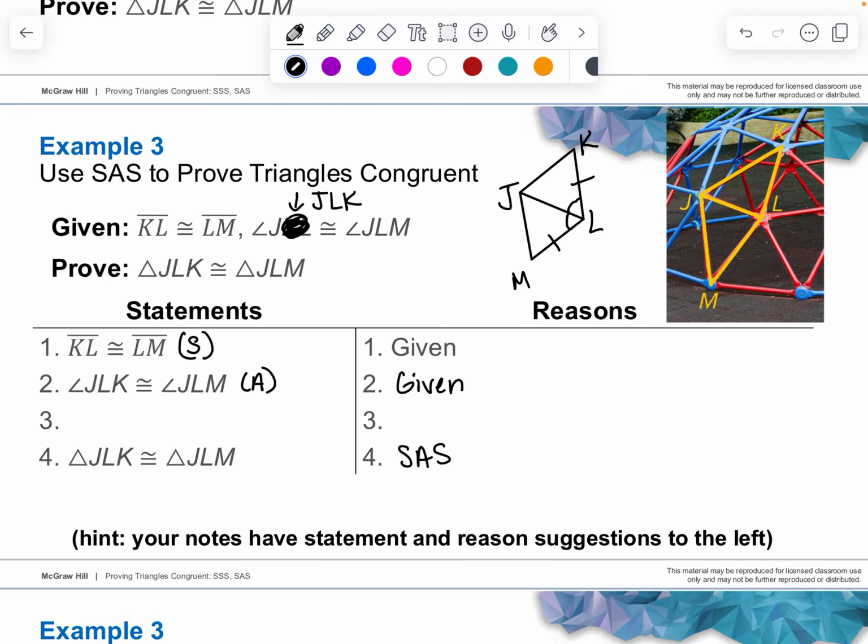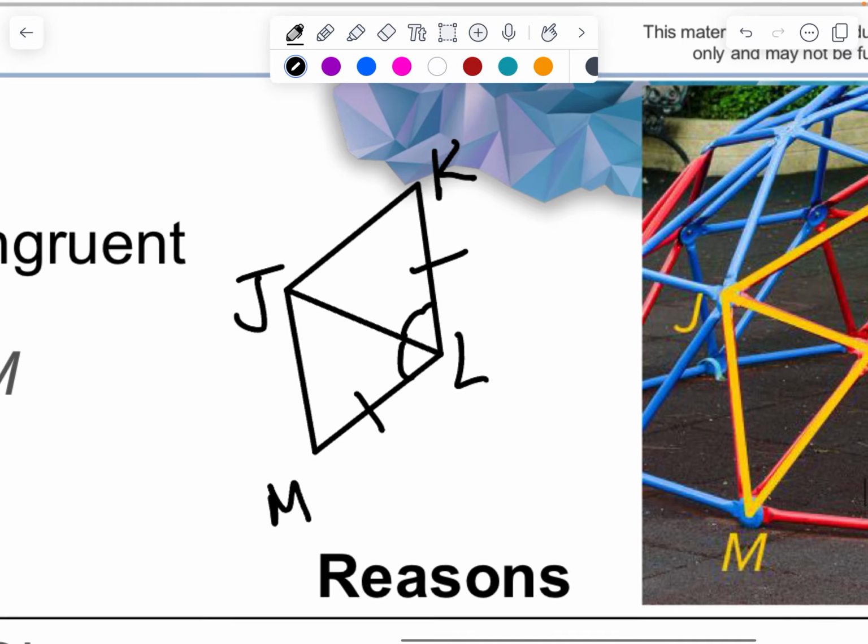Now, if we look at this drawing up here, what else is the same? What else can we know is the same? Not can we assume. What else do we know is the same? Because it looks like these angles are the same, but we don't know that. It looks like these sides are the same, but we don't know it. So the only thing we know for sure is that this JL is the same in both triangles.